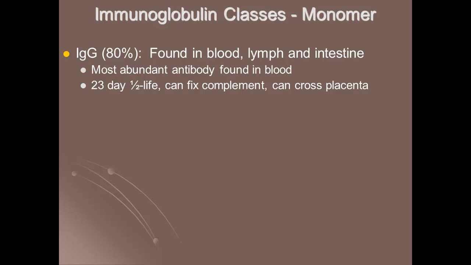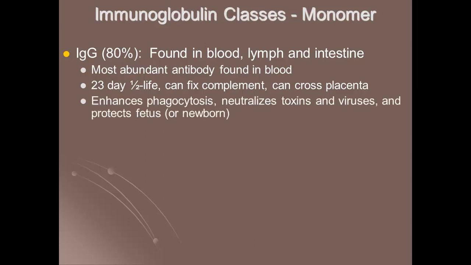So when I say that it has a half-life of 23 days, that's half of its life. So what is its complete life? 46. Very good. So 46 days is how long this antibody can last in the bloodstream. It can fix complement and cross the placenta. It enhances phagocytosis, neutralizes toxins and viruses, and protects the fetus and the newborn.